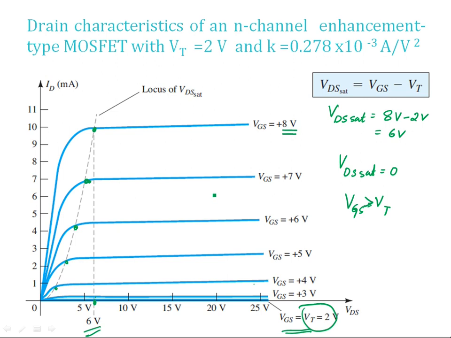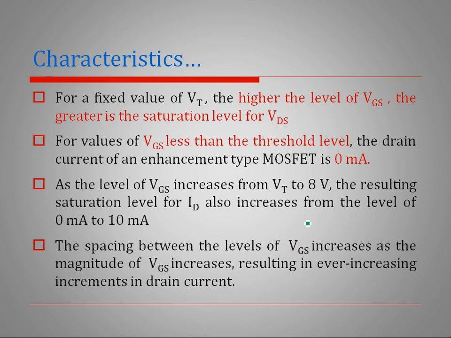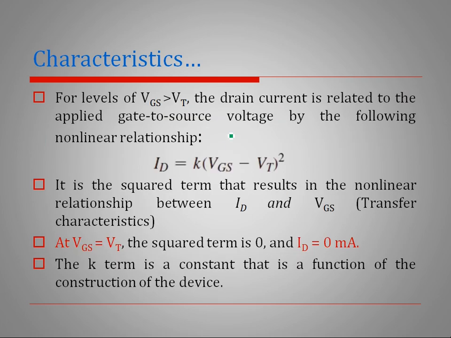Then we have a relation here. For the levels of VGS greater than VT, the drain current is related to the gate to source voltage by a non-linear relationship. We'll see that equation. This is the equation for drain current for VGS greater than VT. VGS has to be greater than VT for the drain current to follow this relation with VGS. This is a non-linear relation, so it is a square term that results in the non-linear relationship between ID and VGS.